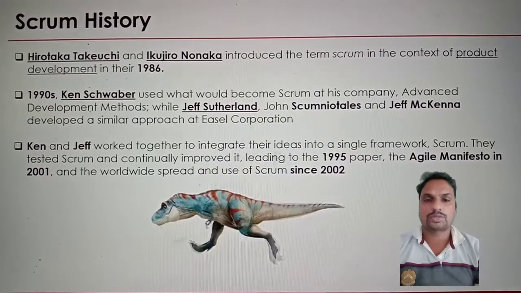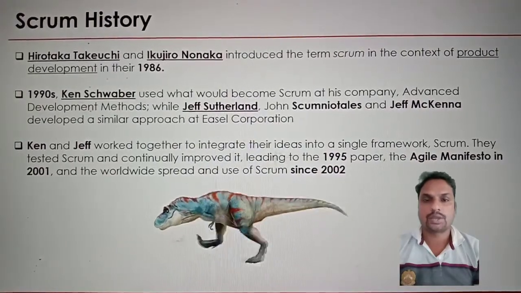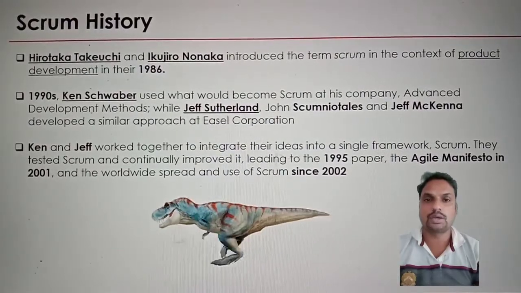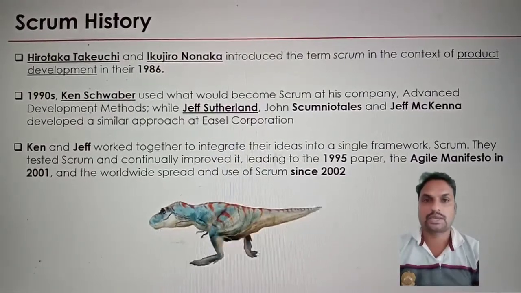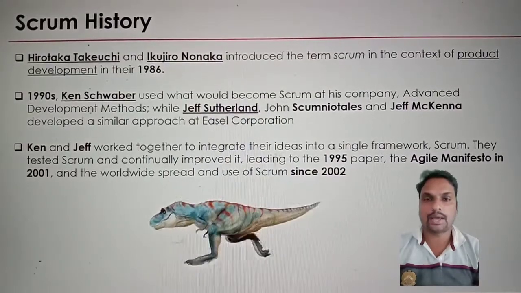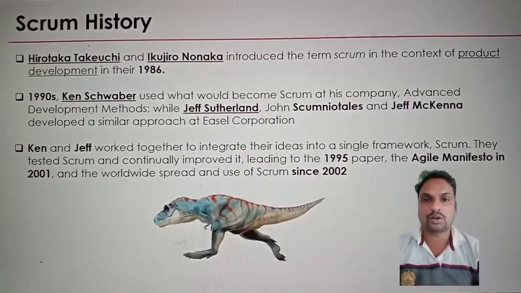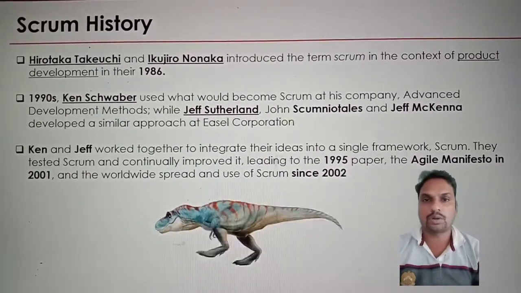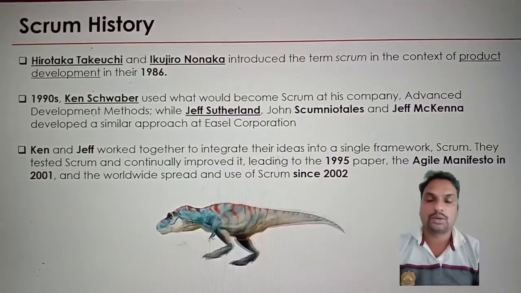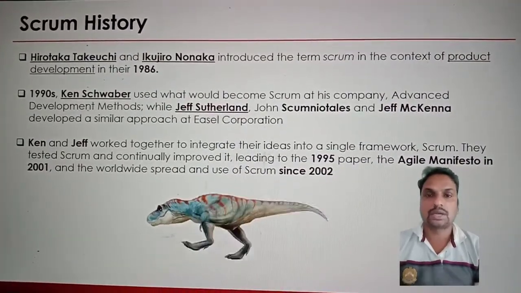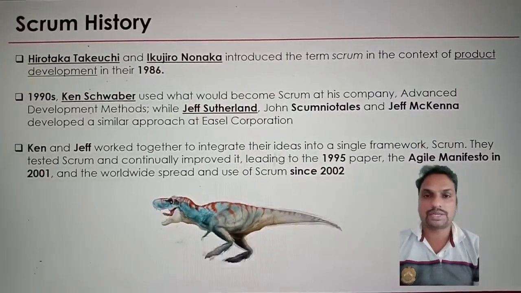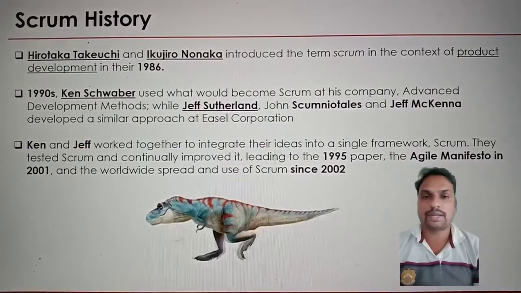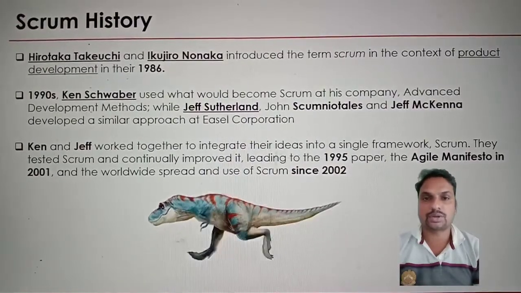Guys, now let's talk about Scrum history. In 1986, Hirotaka Takeuchi and Ikujiro Nonaka identified this word, Scrum, during their product development. It was used in 1990 by Ken Schwaber and Jeff Sutherland along with two more people. They introduced a paper in 1995 along with all these concepts. But in 2001, they introduced this as a complete framework or theory under Agile. And since 2002, different IT companies started using this. This is the history of Scrum.